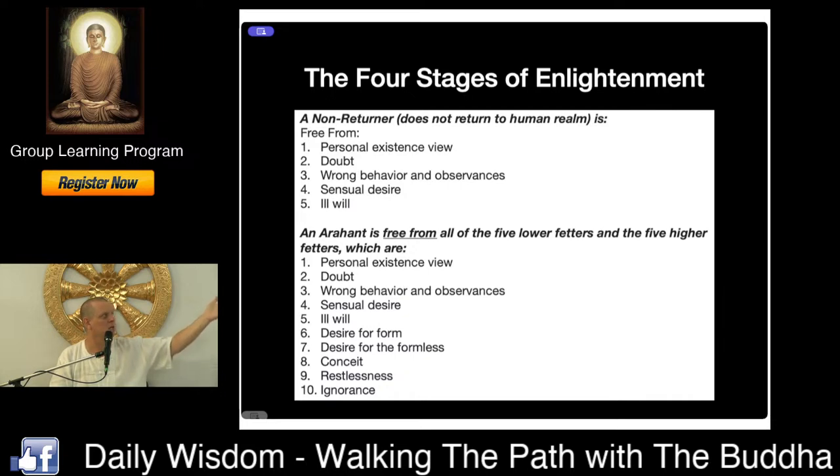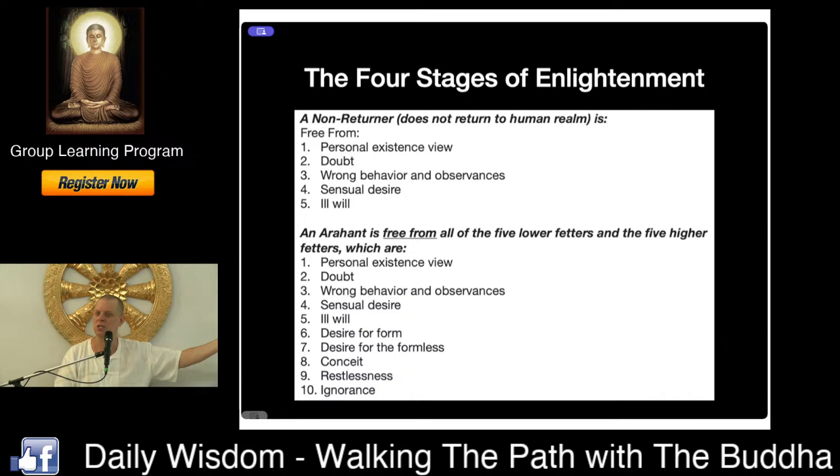If you die in the stage of enlightenment of non-returner, you actually are reborn into the heavenly realm and you attain enlightenment there, and you won't come back to any realm whatsoever. But you shouldn't ever bank on this, and you should never consider that this is what you're going to actually accomplish. Keep focusing on getting to arahant, where you eliminate all 10 fetters.